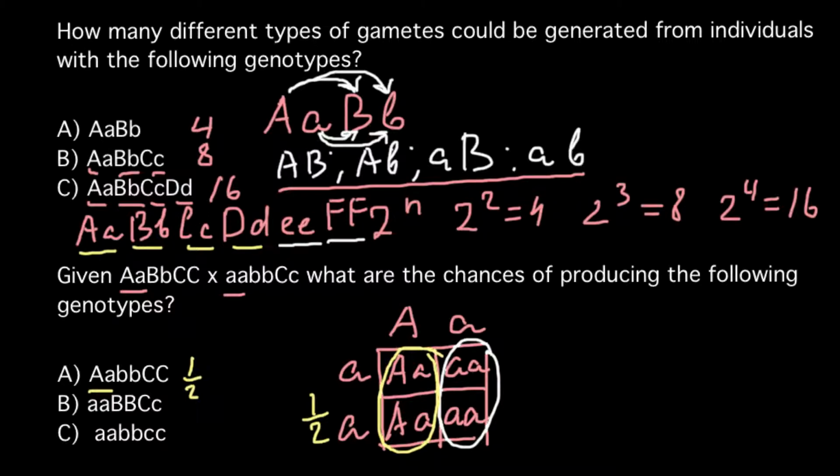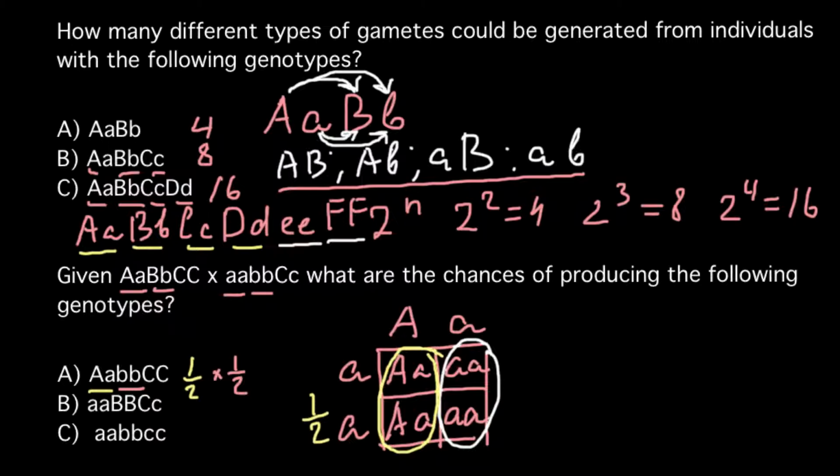Now let's consider gene B, and as you see, we have here a heterozygous parent for this gene and a homozygous recessive second parent. So once again, just as in the previous example, the probability to have homozygous recessive would be 1/2. So this is going to be 1/2 probability to get a progeny that is going to be homozygous recessive for the gene B.